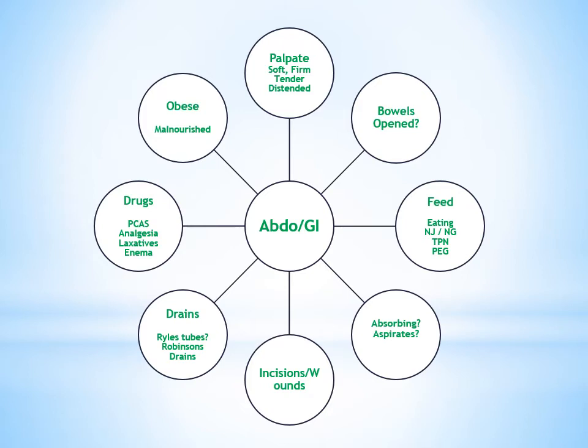Drugs, so be aware that certain types of analgesia can make patients constipated, and these are mainly opioids. Laxatives and enemas can be used to treat constipation, but just be aware if the patients have had these prior to your treatment. A PCA, you may see this on patients' charts, and it stands for patient-controlled analgesia. The patient can deliver the pain relief through a button which they can press by themselves. Again, these are mainly opioid-based, so can be a contributing factor to constipation.